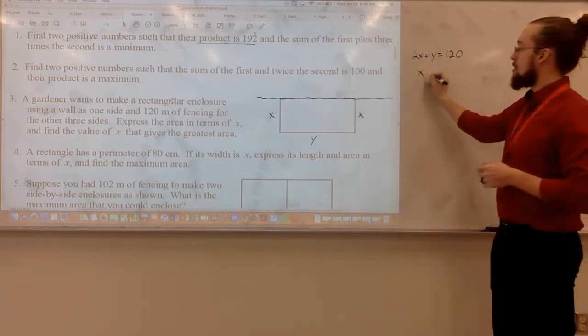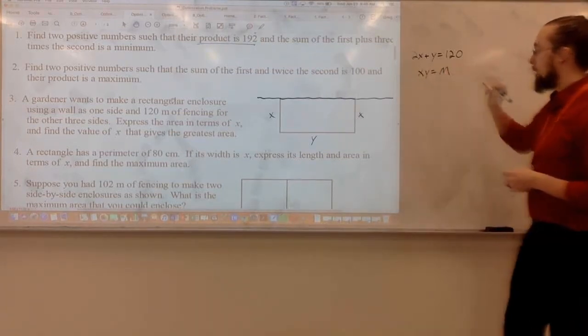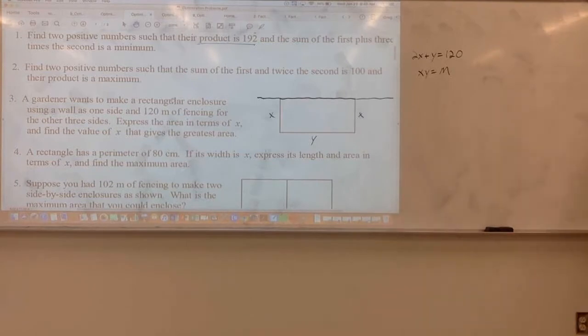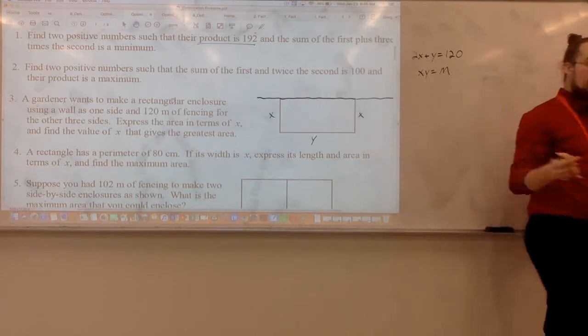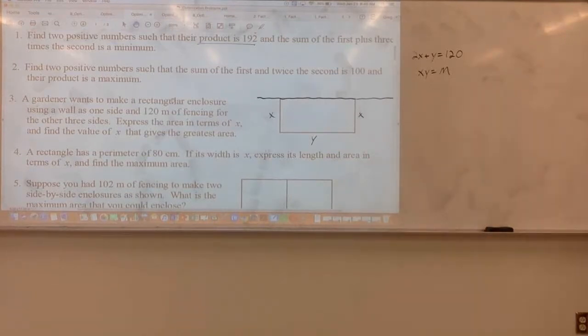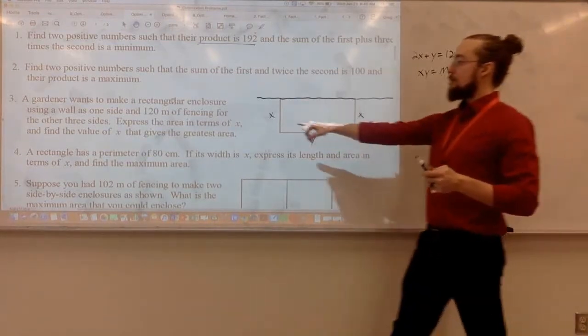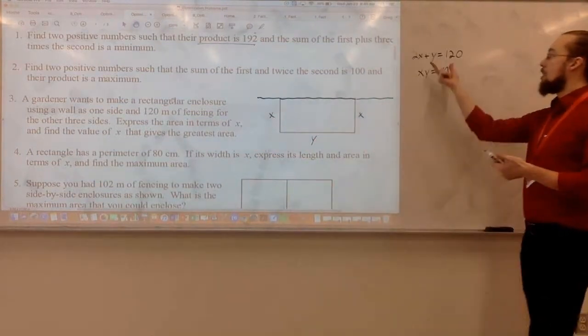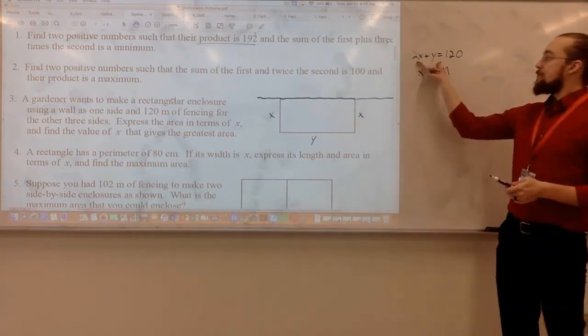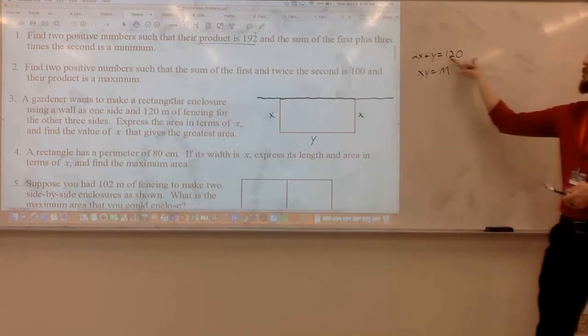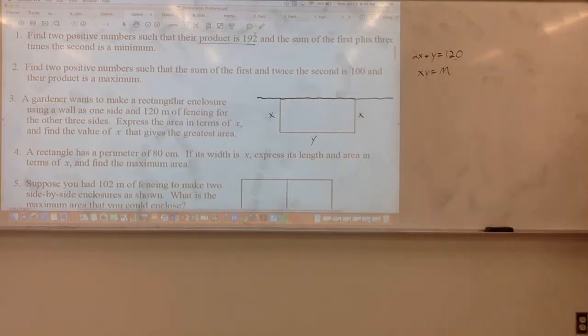And x times y we want to maximize, because the area of this rectangle would be x times y. So these would be my 2 equations. Now, when it says express the area in terms of x, that's just saying put this in terms of one variable. Right? It doesn't matter which variable you solve for. Right? So I want to take this equation and solve it for one of the variables.